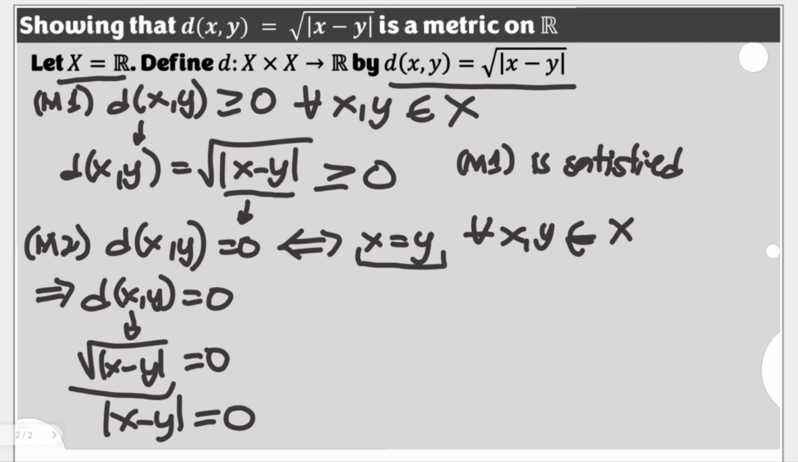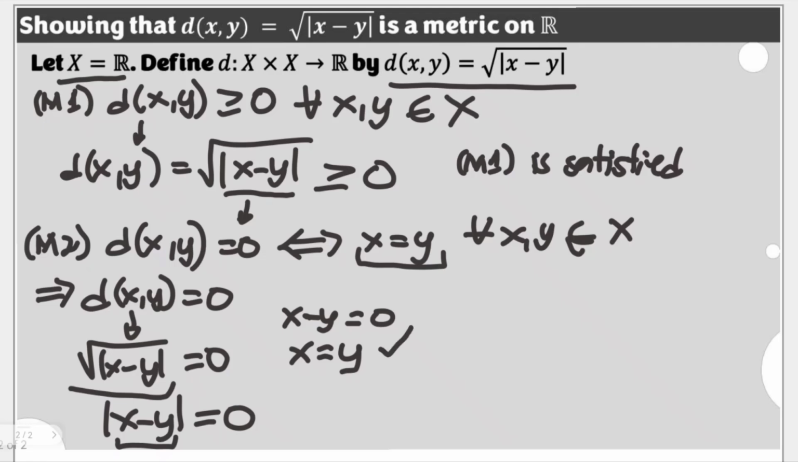Then with this in mind, if the absolute value of the difference is equal to 0, this is only possible if the expression inside here is also equal to 0. Okay? And with that, by moving y to the right hand side, we have shown that x is equal to y for the first condition.